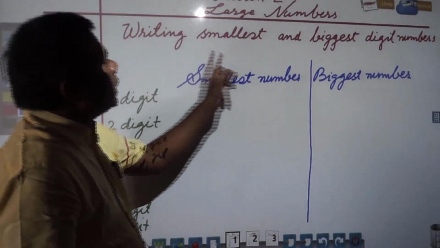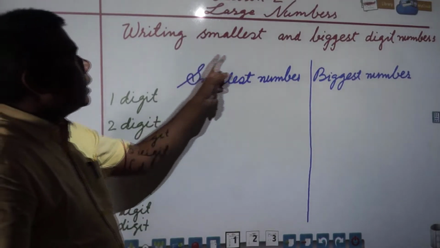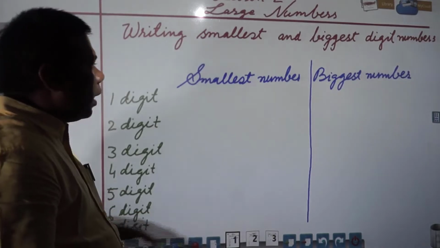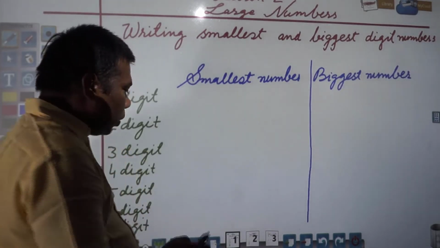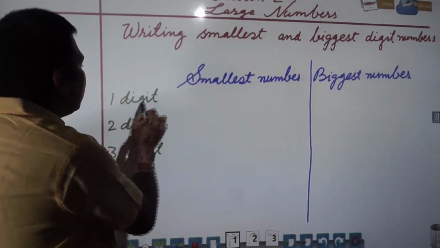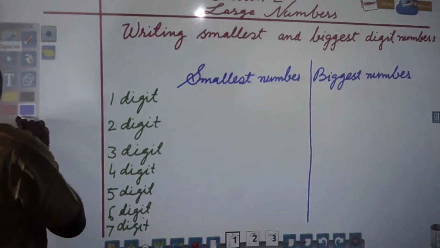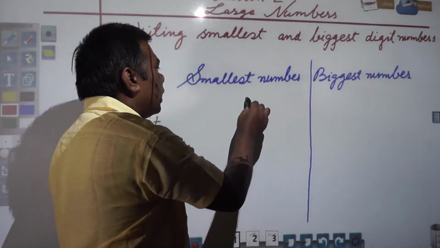Writing smallest and biggest numbers. I am going to discuss all this with you. Whatever is there in the exercise, you try to solve yourself. So here you see, first, the digit, the smallest number. What is the smallest number with one digit? The smallest one-digit number is 1.